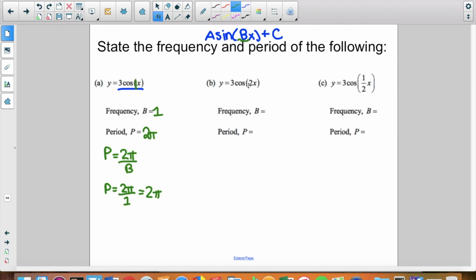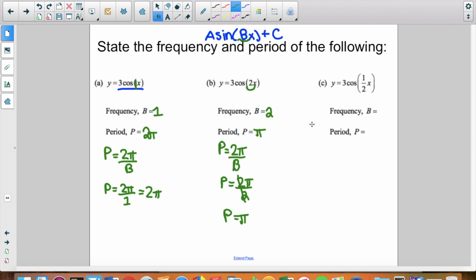Moving on to another example, in the parentheses we now have a 2 attached to the x. That tells us that our frequency is 2. So to find the period, we use 2 pi divided by b. So it is 2 pi divided by the frequency, which is 2. 2 divided by 2, those can cross out. So we get that the period is equal to pi.